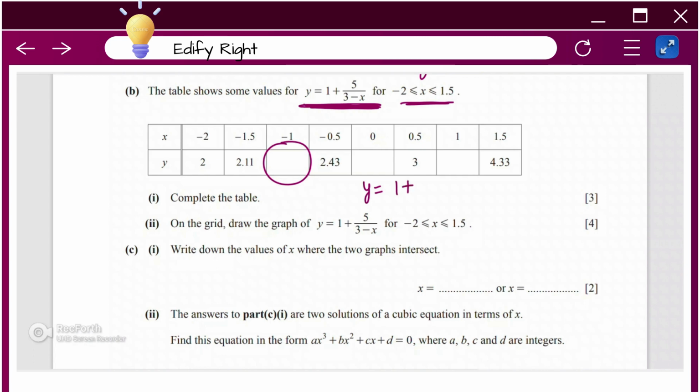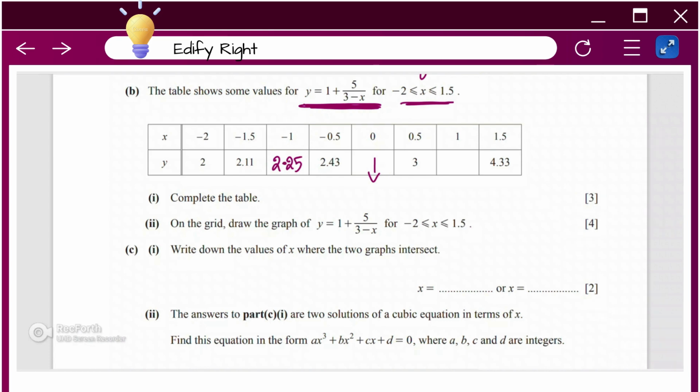So y is equal to 1 plus 5 upon 3 minus, what is my x value over here? It's minus 1. So let me just substitute that. I get y equal to 1 plus 5 upon 4, and when you solve this you get answer as 2.25. So let me just write it over here, 2.25.